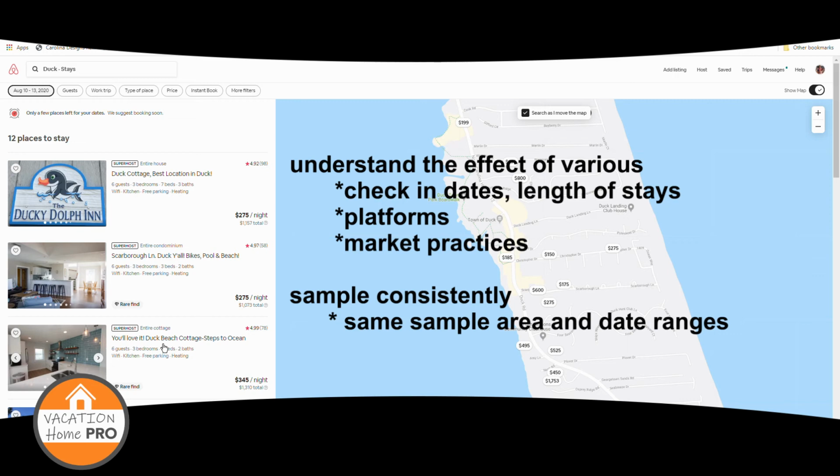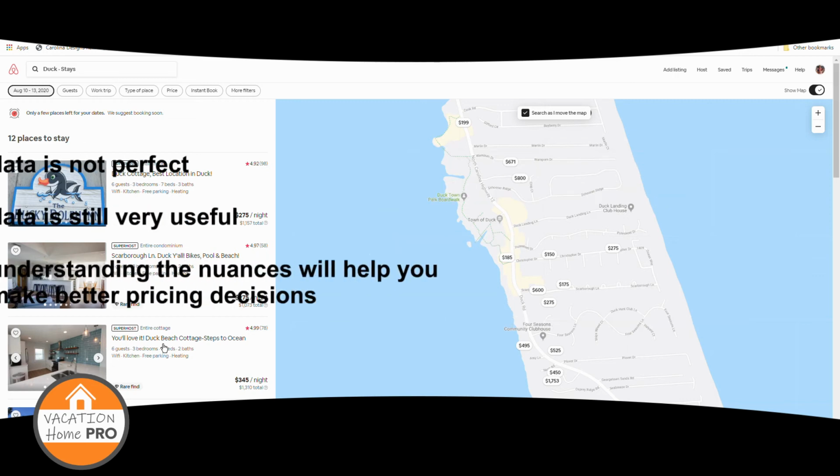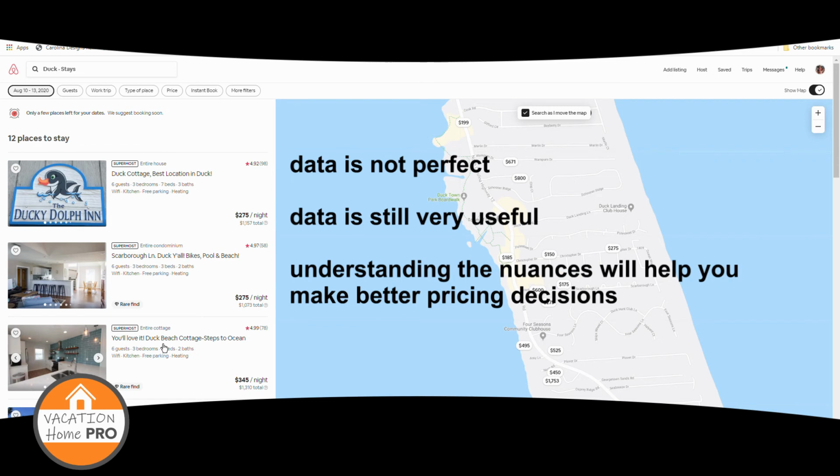So this data is not going to be perfect. Sometimes people will take the place off the market and use it for their own use. But there is a lot of useful information here, and the more you understand the nuances of the platform and your market, the more useful this information is going to be.